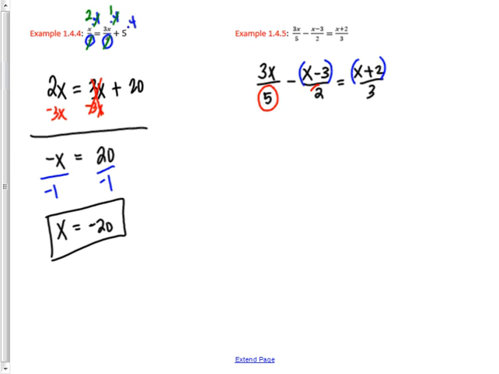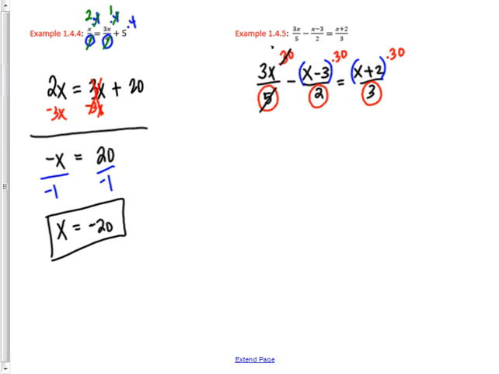Circle the denominators that you see. We got 3 of them this time, 5, 2, and 3. And pick a common denominator. So what number would 5, 2, and 3 all go into? 30. So everybody gets a 30. Okay. All right, so let's cancel out.